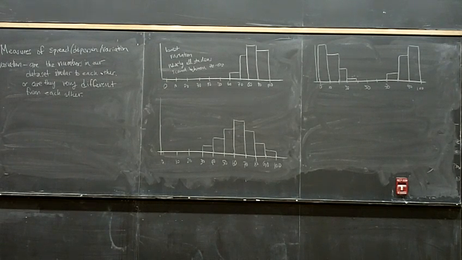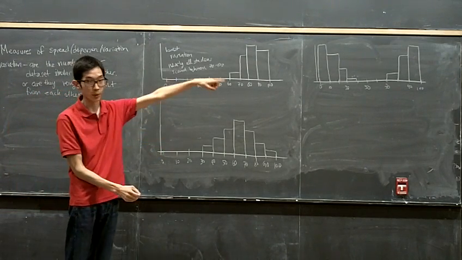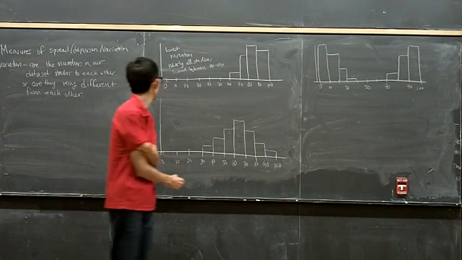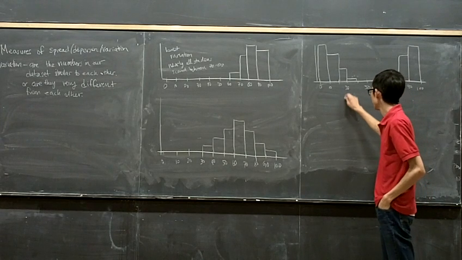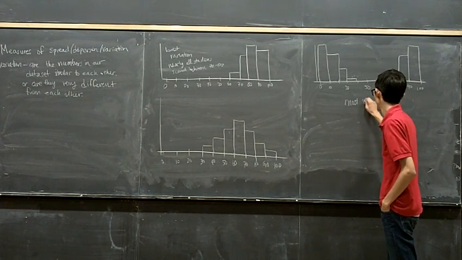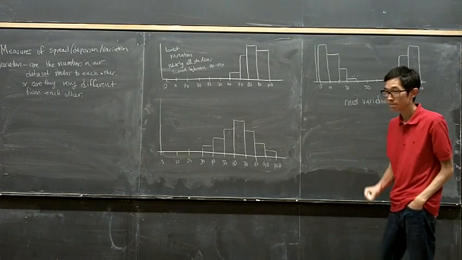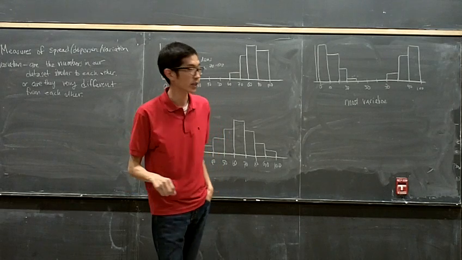Okay, which one has the most variation? That one, the bottom one. This one has the most variation. Here the scores are wildly different from one another.